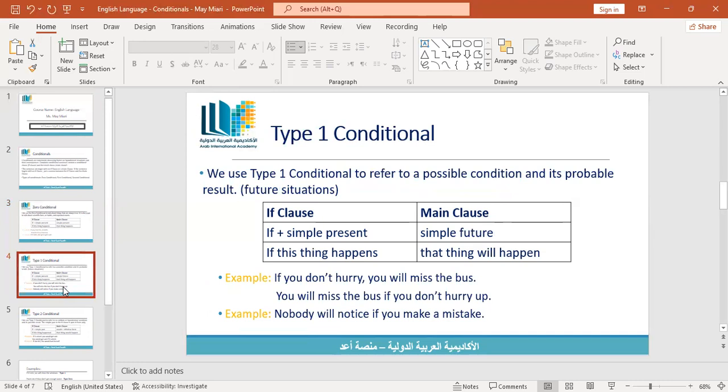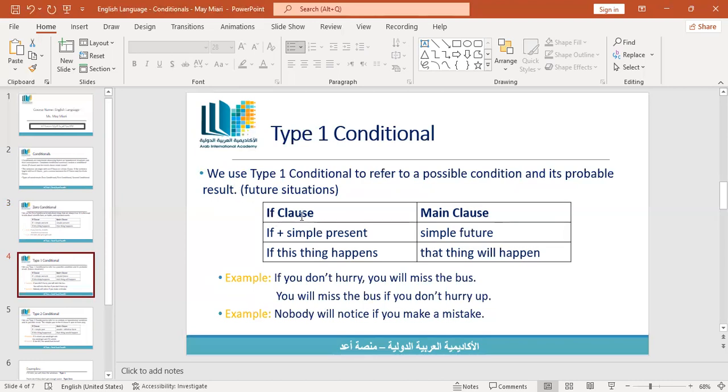Now for the second type of the conditional sentences, which is type 1 conditional. We use type 1 conditional to refer to a possible condition and its probable result. We focus on future situations. We use the first conditional when we talk about the future situations. We believe that they are real or possible.